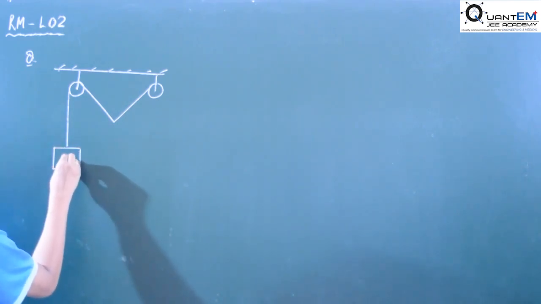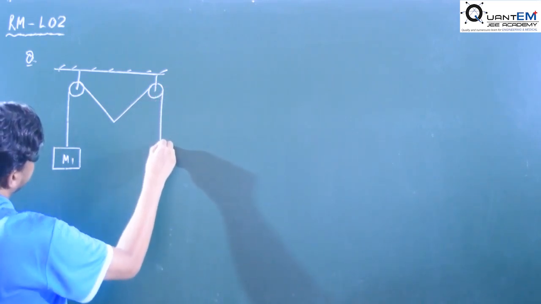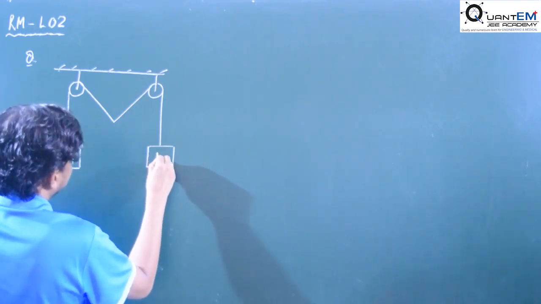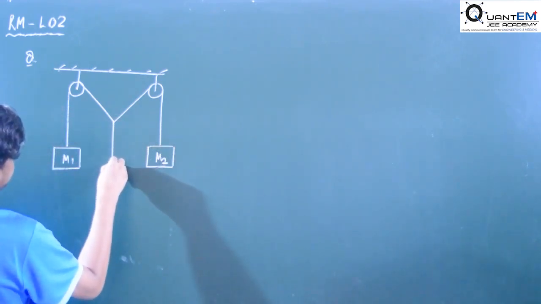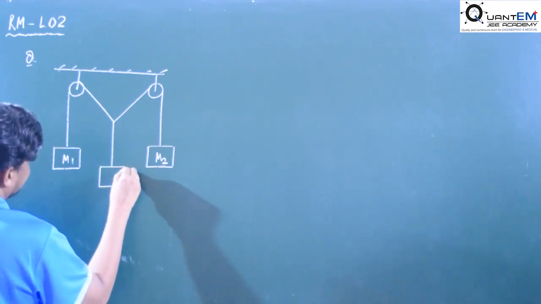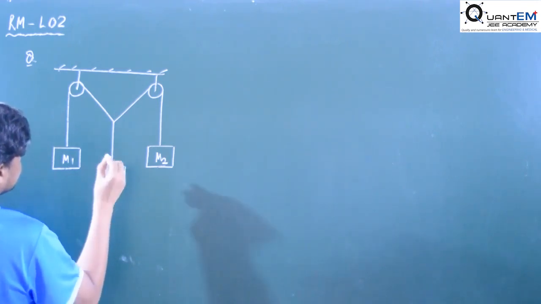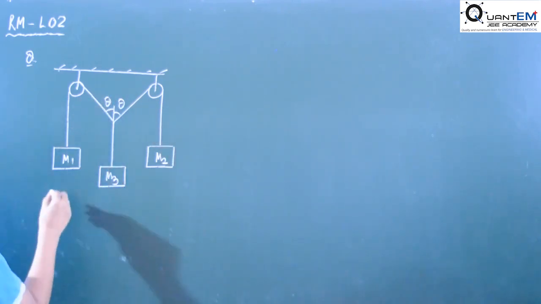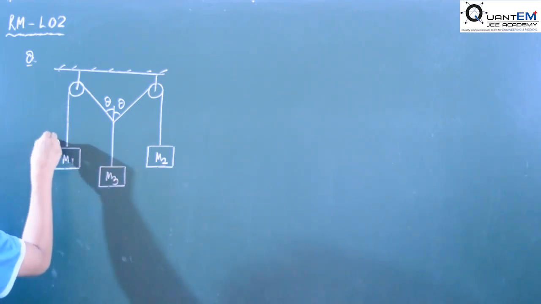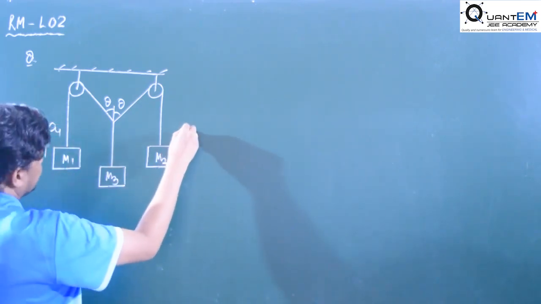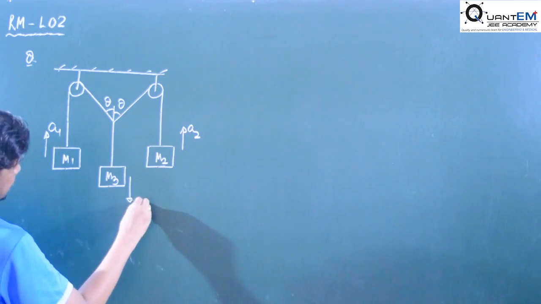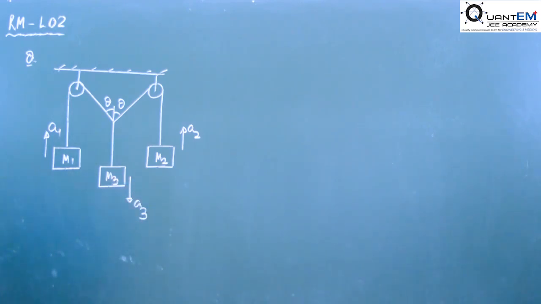This mass is M1, this mass is M2, and this mass we have M3. This angle we have theta, and this angle also theta. This mass has, suppose, acceleration A1, this mass has acceleration A2, and this mass is coming down with what acceleration? A3. Okay, so we have to find the relation between A1, A2 and A3.